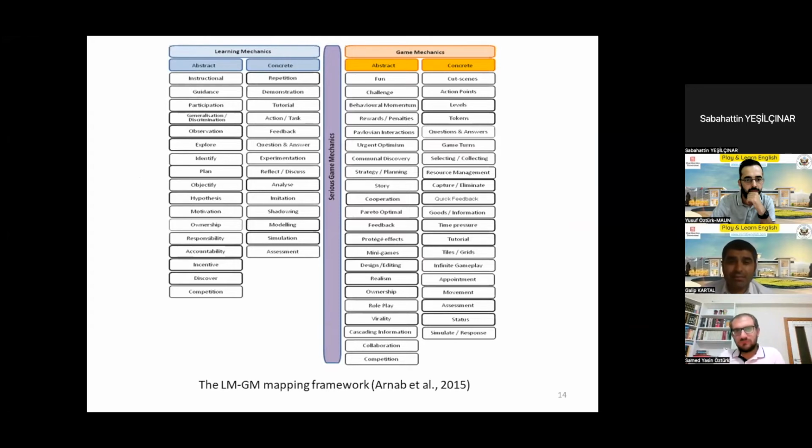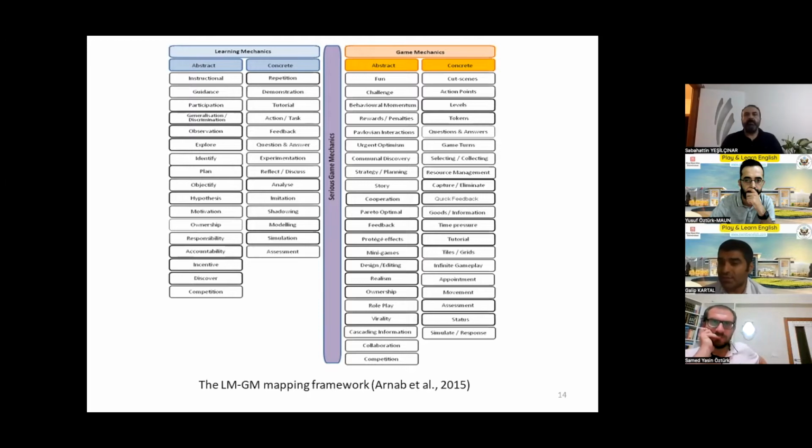As for the learning mechanics and game mechanics, I want to show this mapping framework by Arnab. In the learning mechanics, we have abstract and concrete ones. The abstract ones are instructional guidance, participation, generalization, discrimination, observation, explore, identity, plan, objectivity, and so on and so forth. And in the concrete part, we have repetition. We have demonstration. We have tutorial, action, task, feedback. In the concrete part, which is the observable one, you can see many links between language teaching methodology, methods, and these learning mechanics. As for the action and task, for example, you are simply applying total physical response, right?